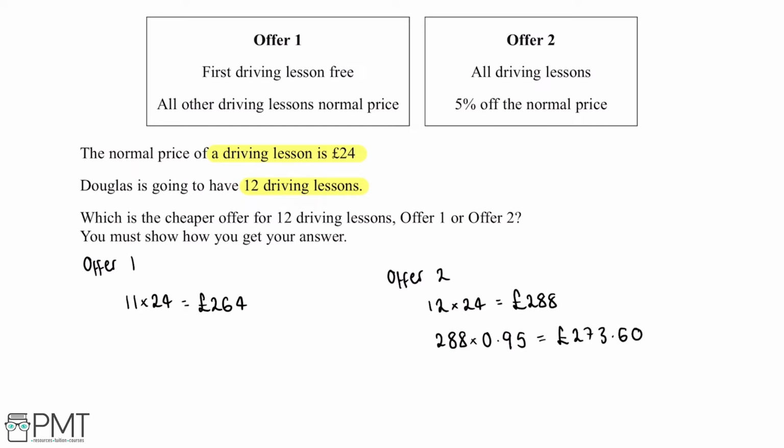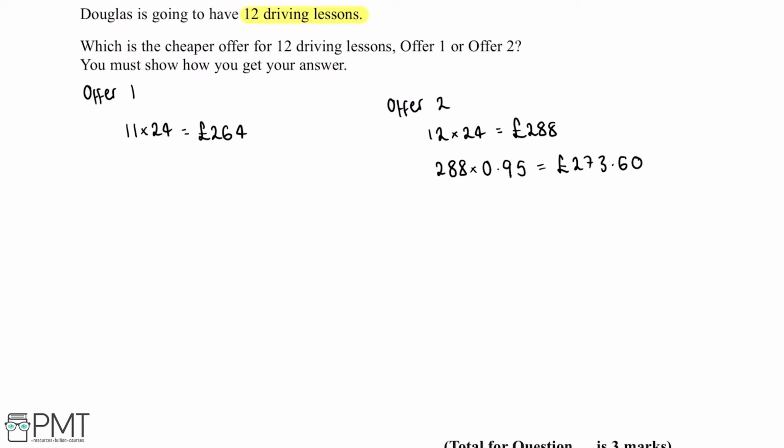£273.60. So as you can see, for Douglas to have 12 driving lessons, with offer 1 it would cost him £264, but with offer 2 it would cost him £273.60. So therefore it would be cheaper for Douglas to go for offer 1.